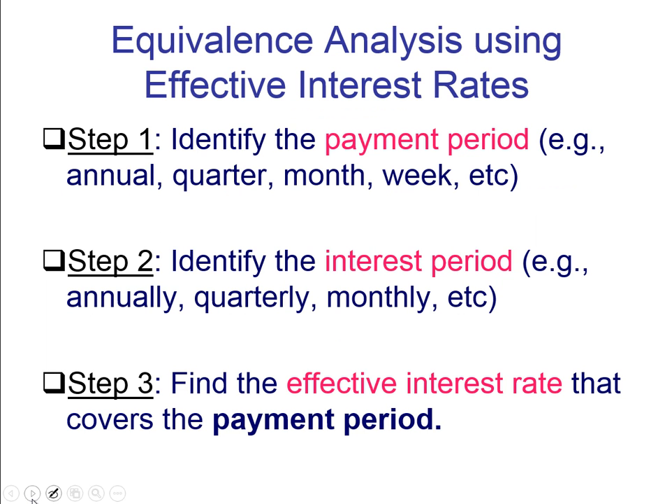So again, what are the steps for equivalence analysis using effective interest rates? First, we need to identify the payment period. Is it annual? Is it quarterly? Is it monthly? Is it weekly? Etc. And we define the period. Then the second step is to identify the interest period. For example, is it annual, quarterly, monthly? So we are first defining the payment period, then defining the interest period.